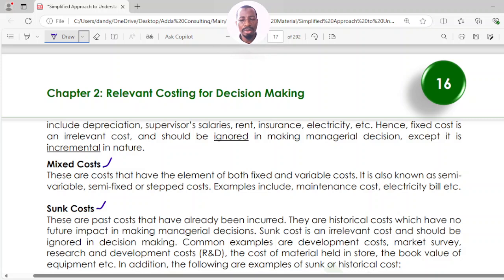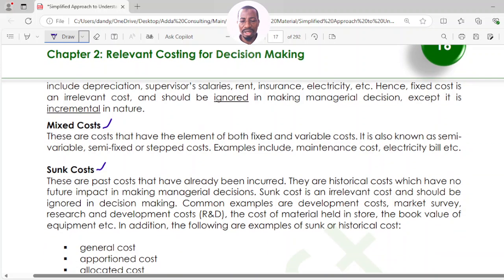One key example is market survey costs. When you are given market survey costs, development costs, or research and development costs, all these types of costs are irrelevant because they would have been incurred in the past, or the activity would have been conducted before the project will commence. Remember, we said that relevant costs are future costs. So any expenses that have been incurred before the commencement of the project are irrelevant costs and should be ignored.